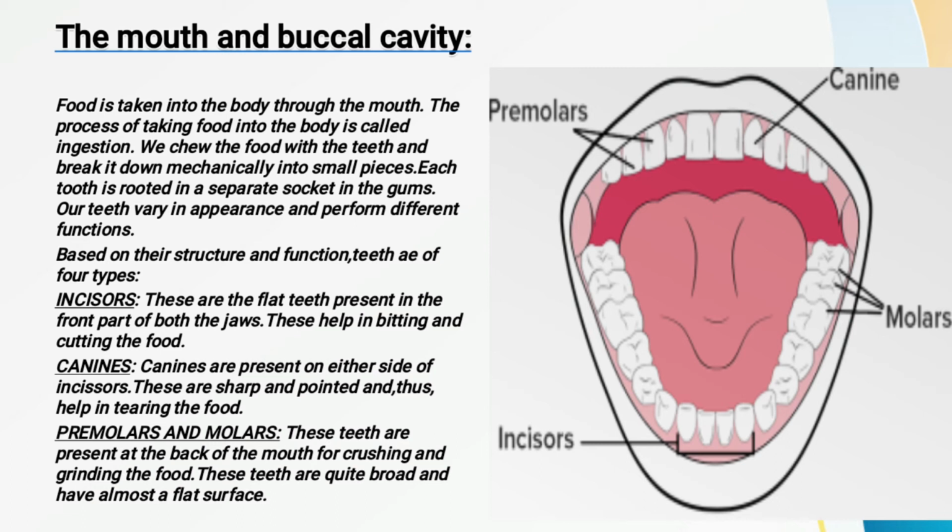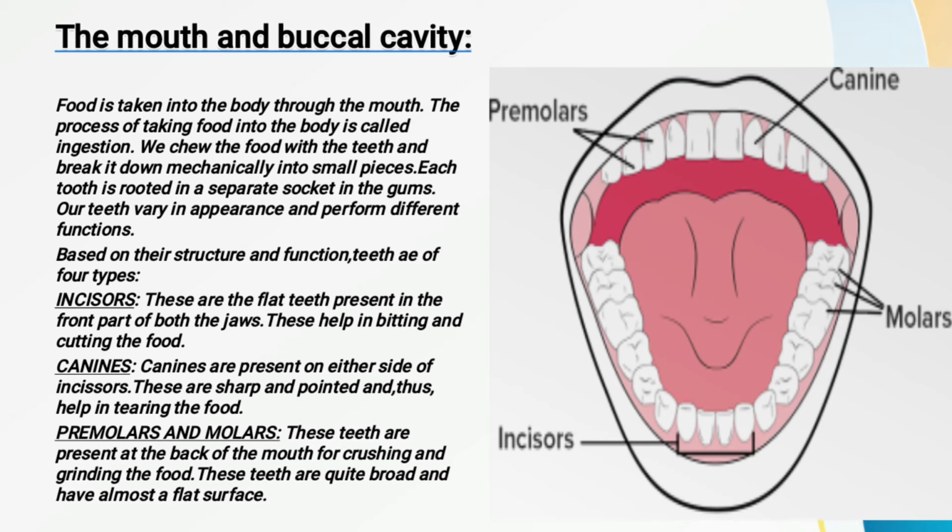Now the next one is the canines. Canines are another set of teeth which are present on either side of the incisors. If you move your tongue slowly over your jaw, you will see that some teeth are pointed. Whatever pointed teeth you are seeing in your mouth are called canines. Canines are sharp and pointed, that's why they are also called the tearing teeth, because they are helpful for tearing any kind of food item.